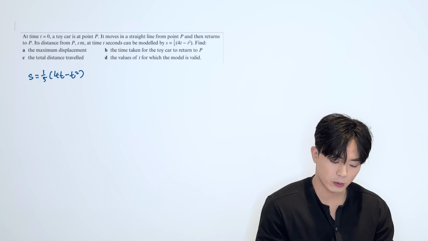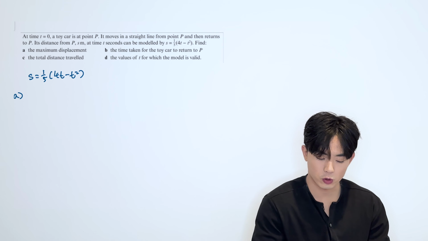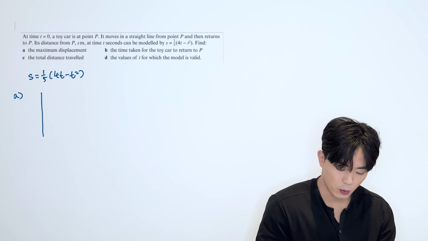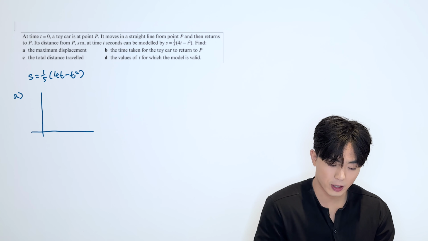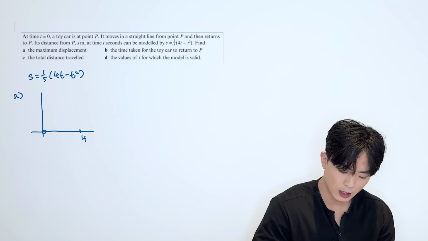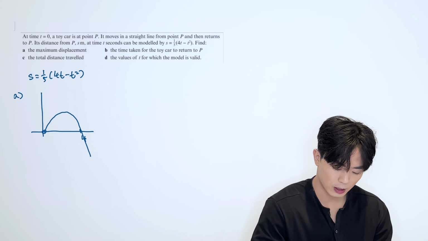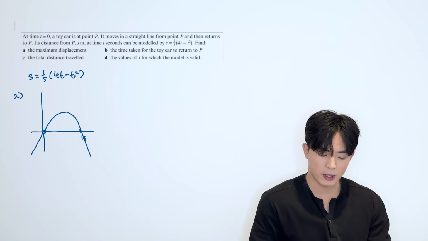So therefore, we have to work out the maximum displacement for part A. In order to do this, we're going to have to draw this graph. So let's just draw a graph. We know it's a quadratic graph and it will cross the t-axis at 0 and 4 and will look something like this. Right, so this is going to be the answer for A.